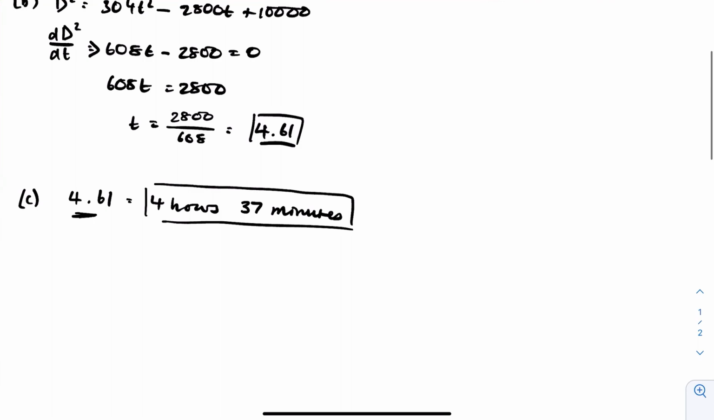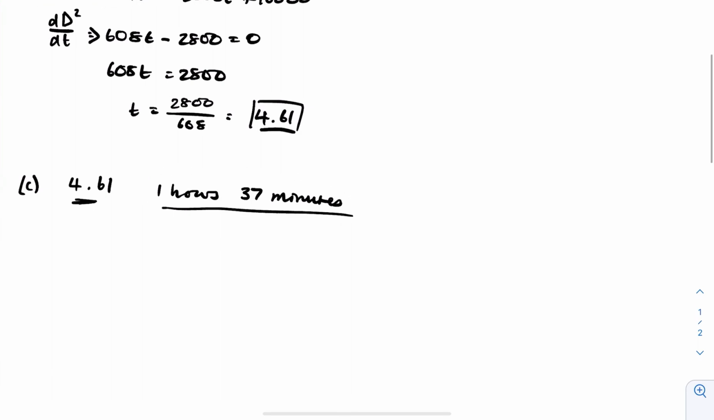So now we need to look at the time. So the time would be 1 p.m. plus 4 hours, 37 minutes, which would be 5:37 p.m. That's our final answer.